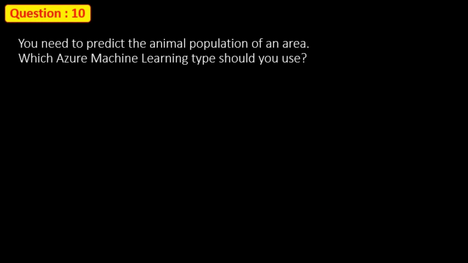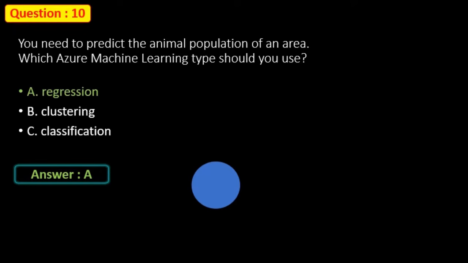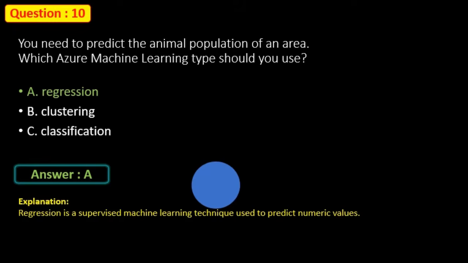Question 10. You need to predict the animal population of an area. Which Azure Machine Learning type should you use? Options as below. A. Regression. B. Clustering. C. Classification. The correct option is A. Regression is a supervised machine learning technique used to predict numeric values.